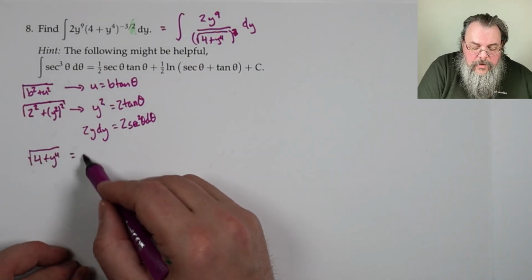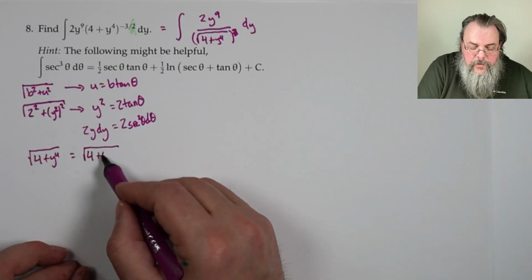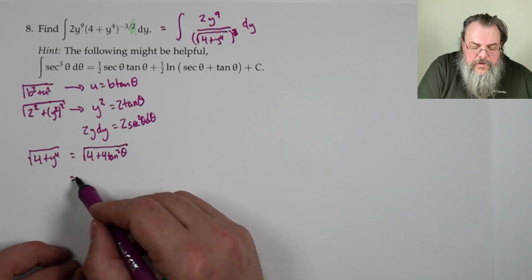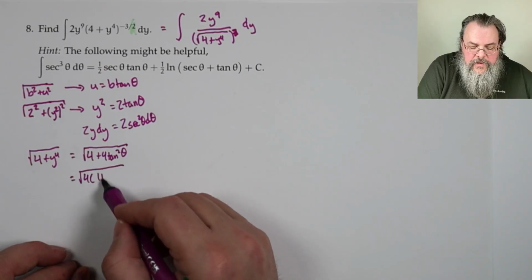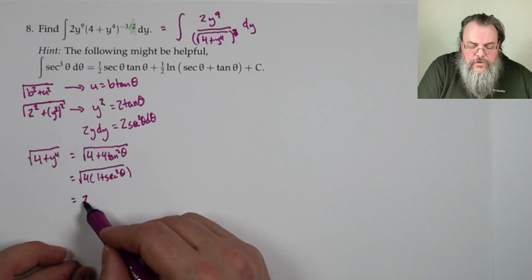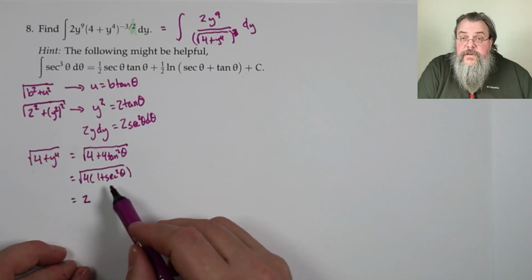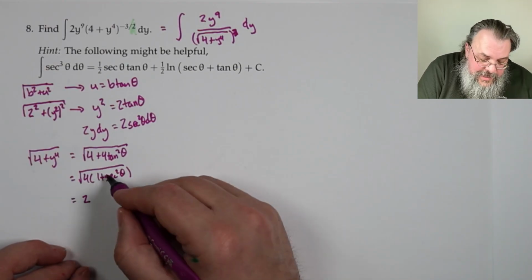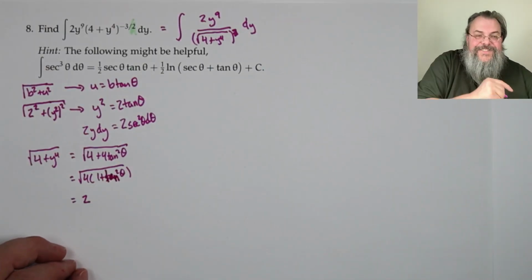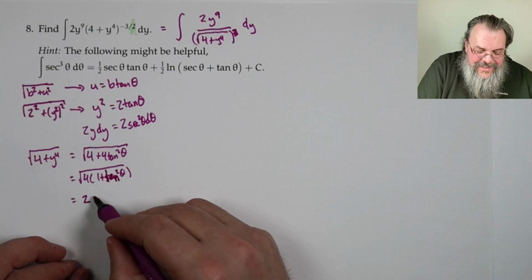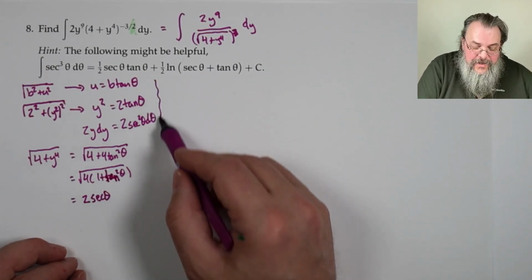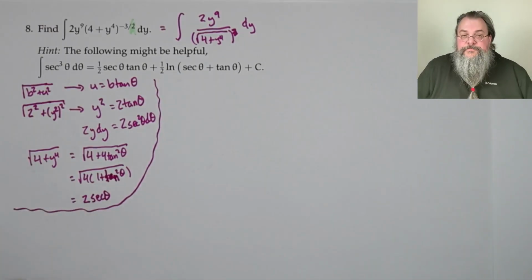Well, that's going to become the square root of 4 plus 4 tangent squared theta, which is really the same thing as the square root of 4 times 1 plus tangent squared theta. And that's going to become a 2. And 1 plus tangent squared, I knew where we were going. 1 plus tangent squared is secant squared. And so that becomes secant. Okay, all right. So these are notes on the substitution.